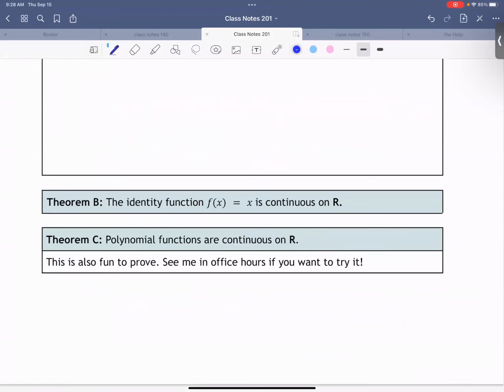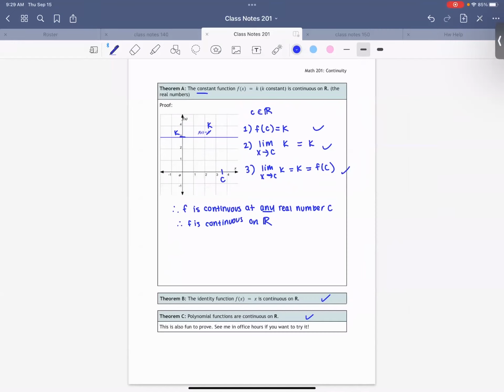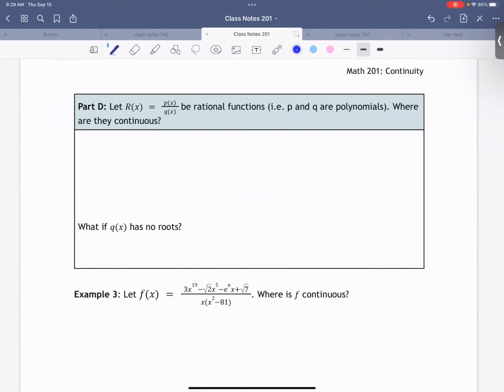The identity function, f of x equals x, which is our diagonal line, that's also continuous on the real numbers. You can actually prove this is true using the same sort of method we did with theorem A, but we know that the identity function is also continuous. I'll also throw out another one. The polynomial functions are continuous on the real numbers, okay? If you want to prove theorem B and prove theorem C, see me in office hours if you want to try it. I think they're not too bad of proofs, but if you ever want to do those, then let me know. All right, let's move on.